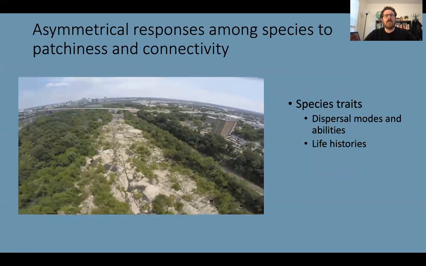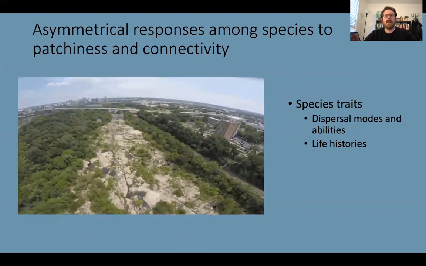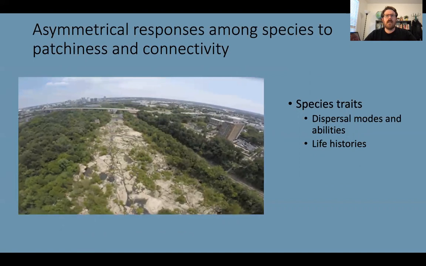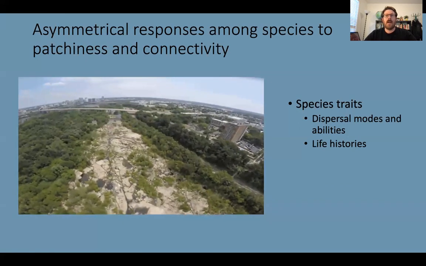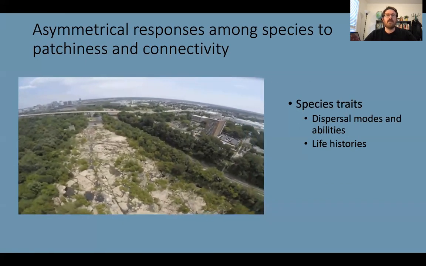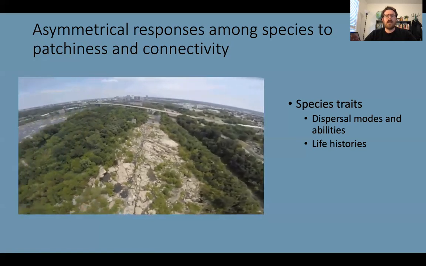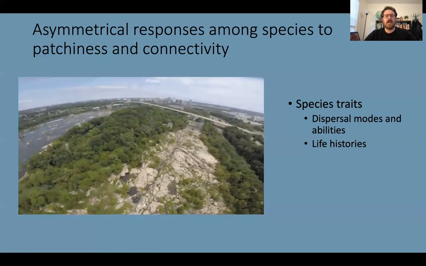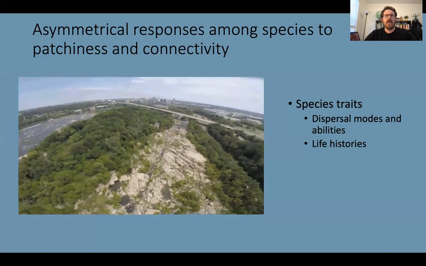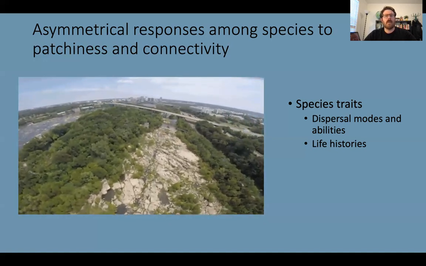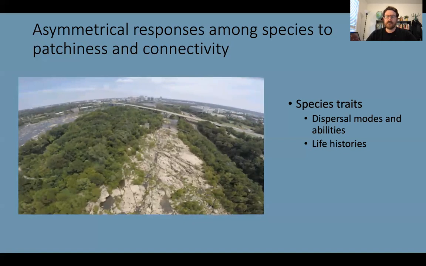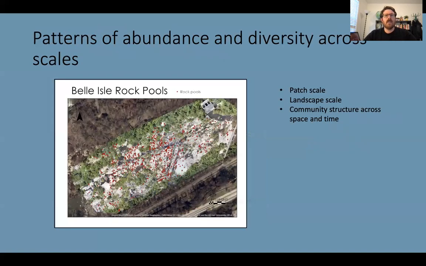But as you can imagine, differences in dispersal modes and abilities, as well as life histories, could lead to differences in how species respond to patch size and connectivity. For instance, organisms that fly will be less sensitive to low connectivity within the landscape than less mobile species that might move over land or through water. So these differences in responses to landscape connectivity and patch size can shape patterns of abundance and diversity both at the patch and the landscape scales.